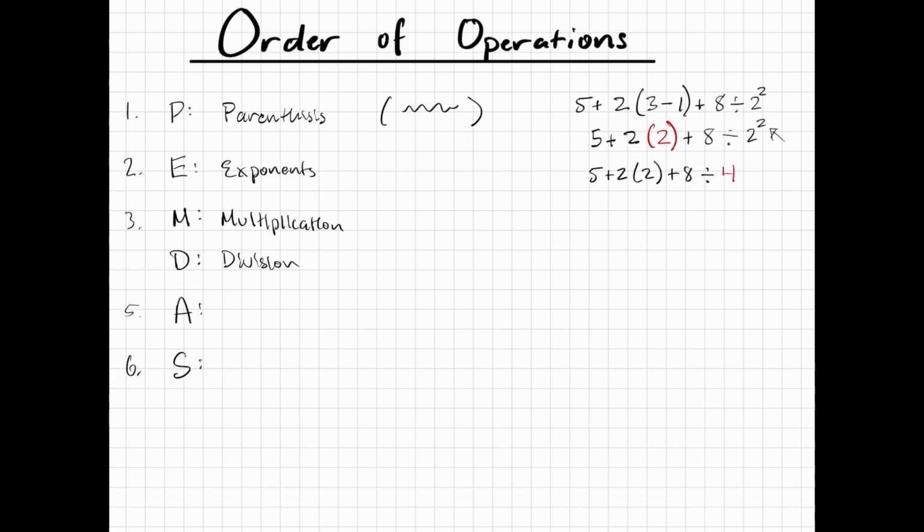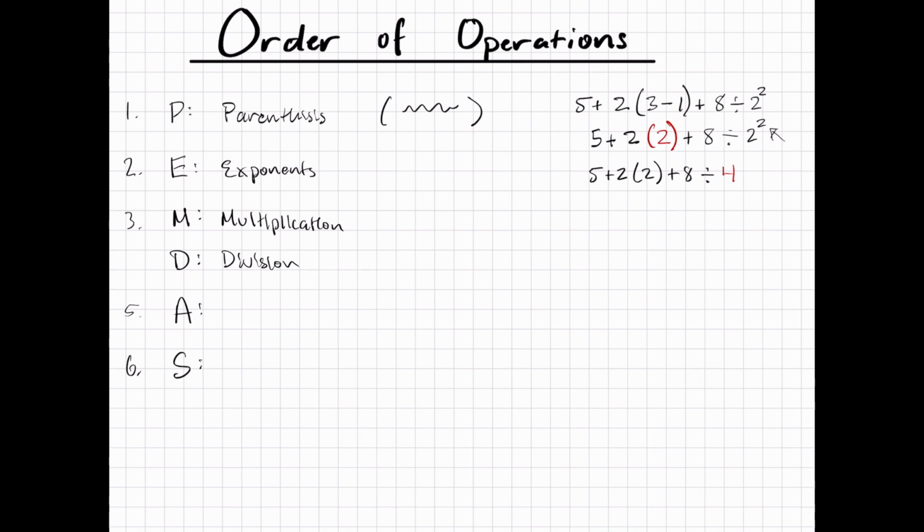Multiplication and division sit on the same rank. They both sit in rank 3. So we don't really do any one before the other. The way we decide which to do first, multiplication or division, if we see both, is we go left to right, just like you normally would. We go this direction. So what comes first in our example?